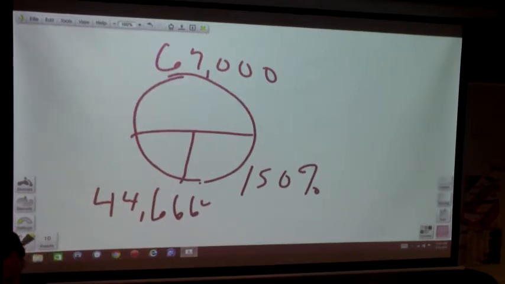So what number goes on top? What happens second in time goes on top. What happens first in time, our whole amount, the 100%, goes on the lower left. And the percentage always goes on the lower right. Top to bottom, you divide, left to right, you multiply.